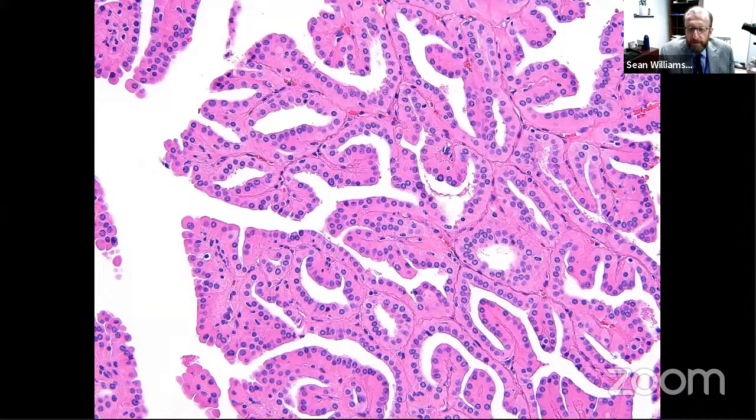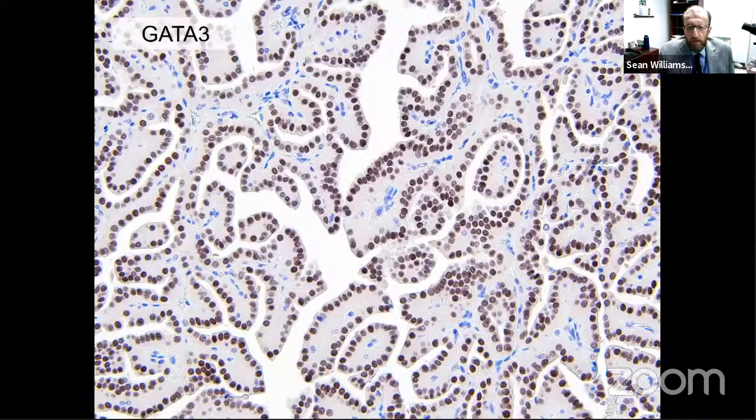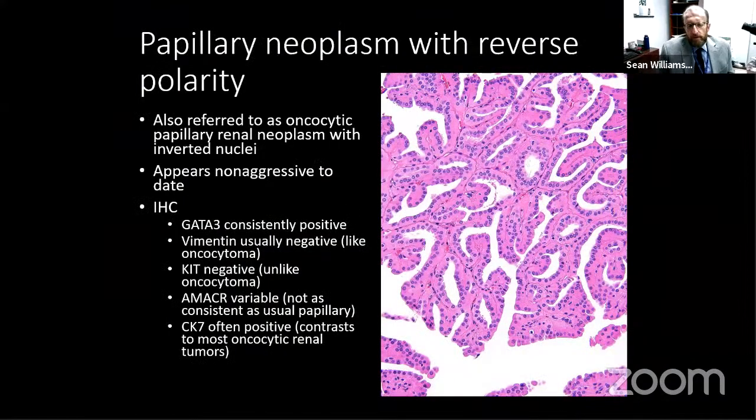So here's the histology of one of these tumors. You can see that it has very uniform eosinophilic cells with the nuclei that are sort of aligned up away from the basement membrane. One of the findings that was found very consistently in this entity is that GATA3 immunohistochemistry is frequently positive, discriminating it from typical papillary renal cell carcinomas of other morphology. Another group has used the terminology of oncocytic papillary renal neoplasm with inverted nuclei, but it seems that the most common name that's now emerging for this entity is papillary renal neoplasm with reverse polarity, which is listed at the top of the slide there.